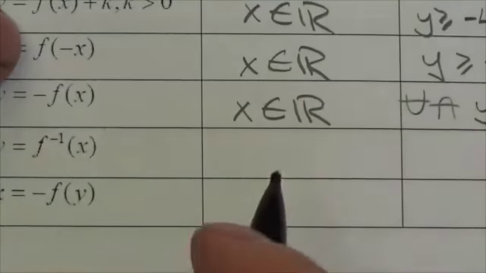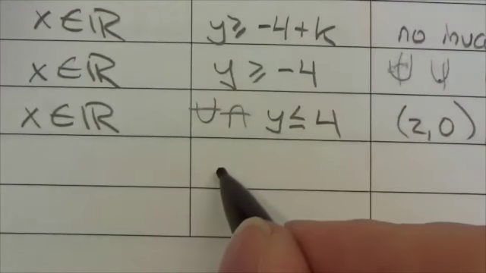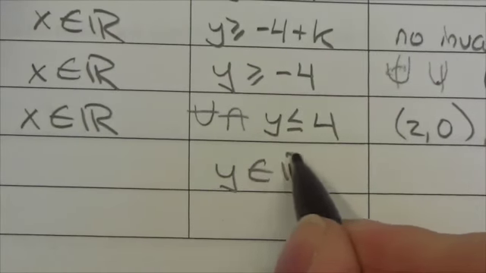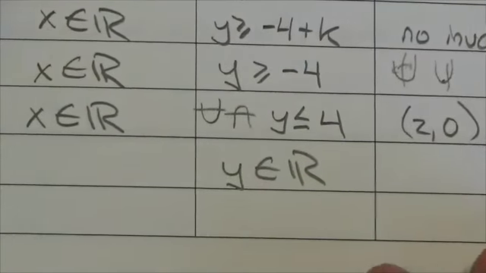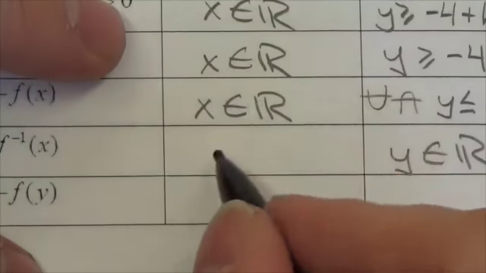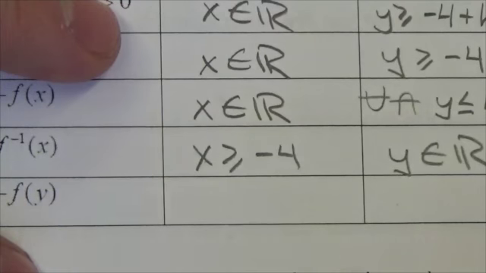Now it's important to realize that this being the inverse transformation is going to swap the domain and range. So the domain of the original was all reals, meaning that now the range of the inverse is going to be all reals. The range of the original was y is greater than or equal to -4, so the domain of the inverse is going to be x is greater than or equal to -4.